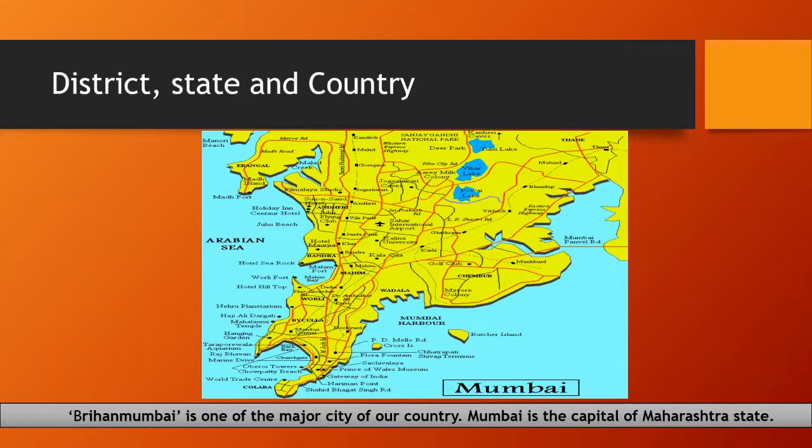Student, on the screen you can see the red lines. The red line is a district boundary. Student, on the map the lakes are marked in blue color. As you see in the map, the names of the lakes are Tulsi Lake, Vihar Lake and Powai Lake. The major places in Mumbai are Kandivali, Malad, Borivali, Dahisar, Andheri, Santa Cruz, Sion, Dadar and much more.